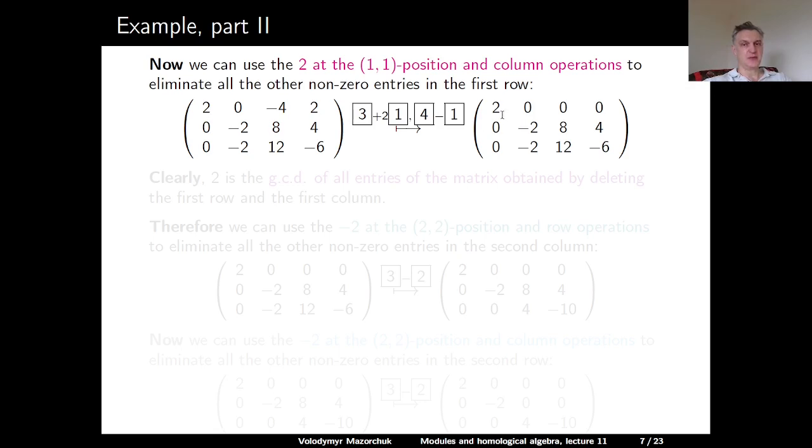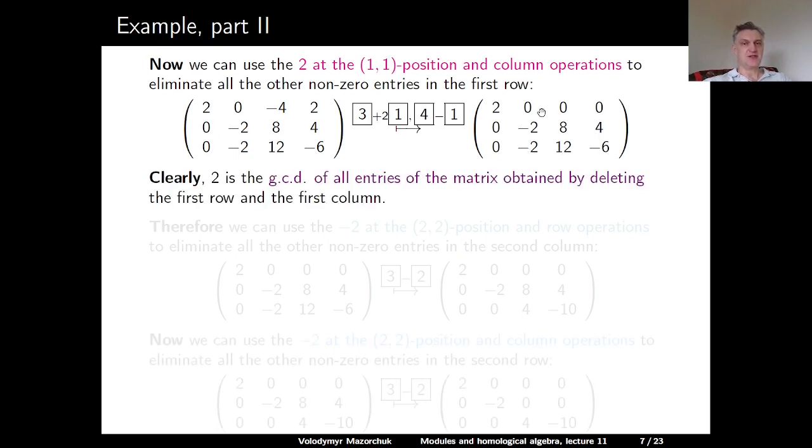Our new matrix will be 2, 0, 0, 0, 0, -2, 8, 4, 0, -2, 12, -6. So in this matrix, if we delete the first row and the first column, it is clear that in the remaining matrix, 2 is the greatest common divisor of all entries, or -2, because 2 and -2 are associated, so it doesn't matter which one of them we choose.